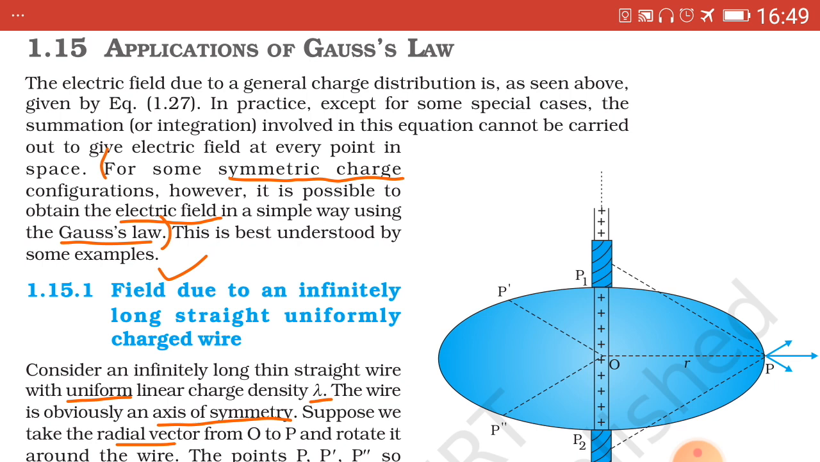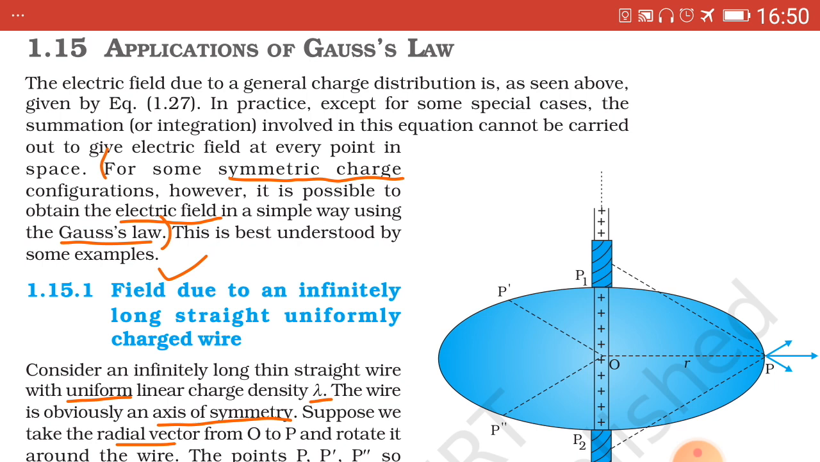Second, uniformly charged infinite plane sheet. And third one, uniformly charged thin spherical shell, which we won't take up in detail. The first 2 cases we take up in detail, and in both the cases we have to calculate the electric field intensity using Gauss's law.